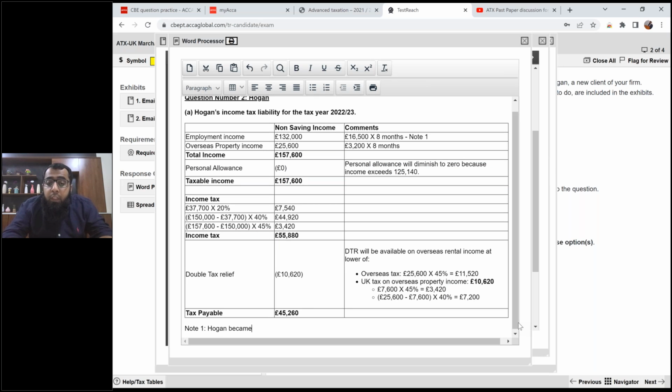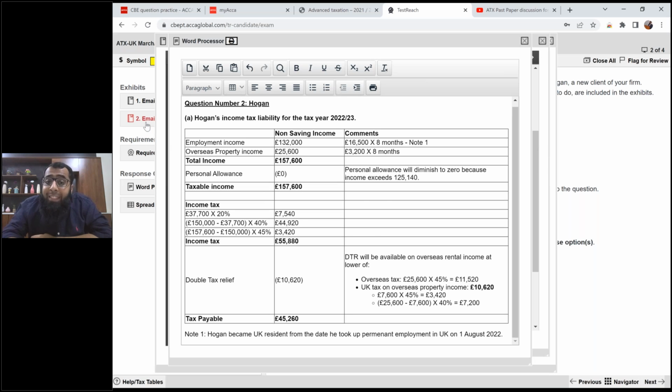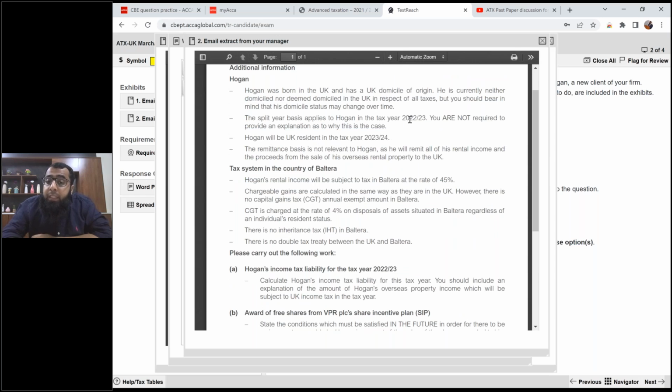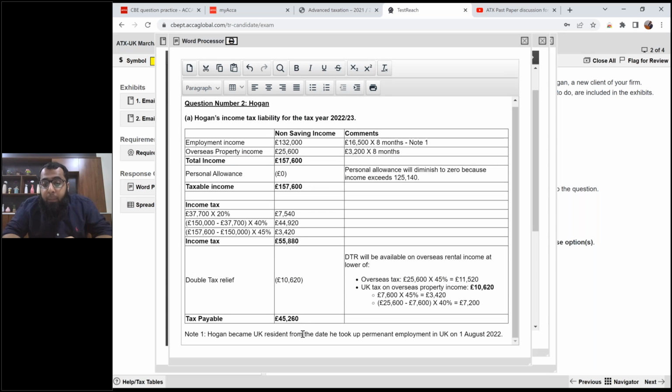Hogan became UK resident from the date he took up permanent employment in UK on 1st August 2022. Because it was written in the question that split year basis will apply in 22-23, which means he will become resident from the date he started his employment. And he told us not to go into the explanation, just consider that split year is getting applied.